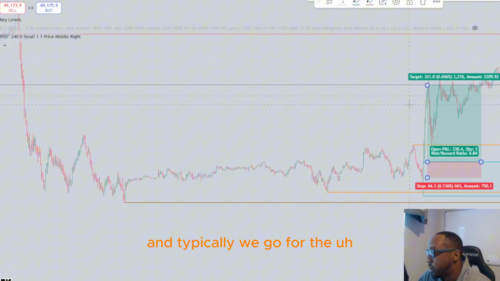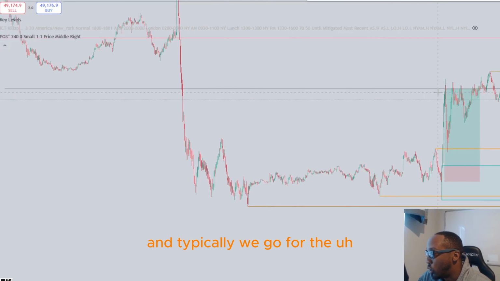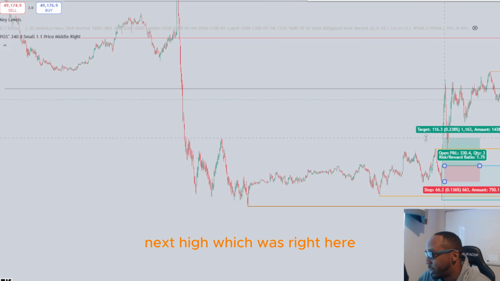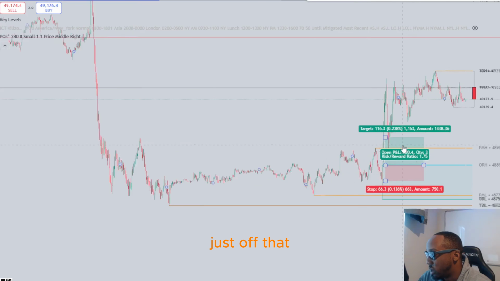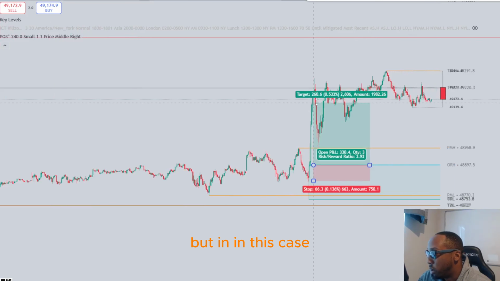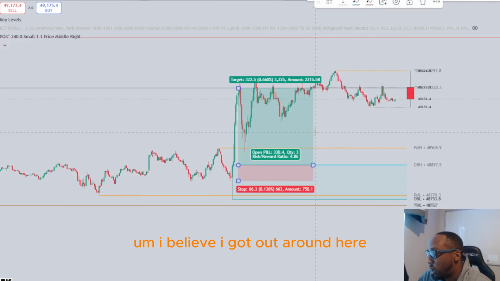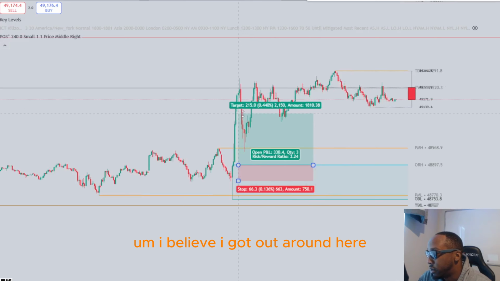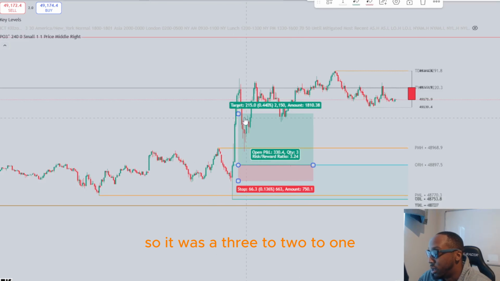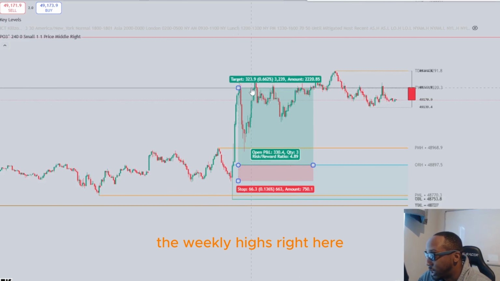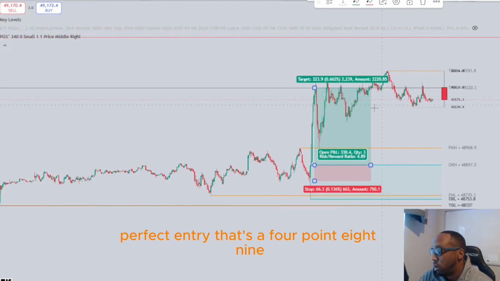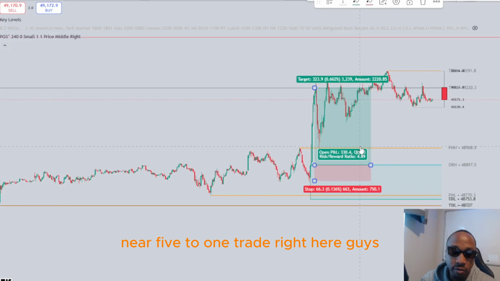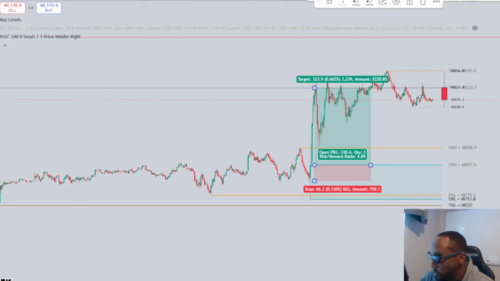And typically, we go for the next high, which was right here. That's a 1.75 to 1 trade right there, just off that. But in this case, I believe I got out around here, so it was a 3 to 2 to 1. But guys, the weekly highs right here. Perfect entry. That's a 4.89. Dang near a 5 to 1 trade right here, guys.